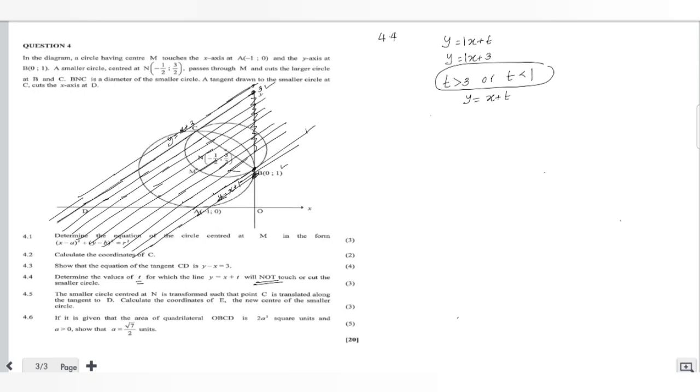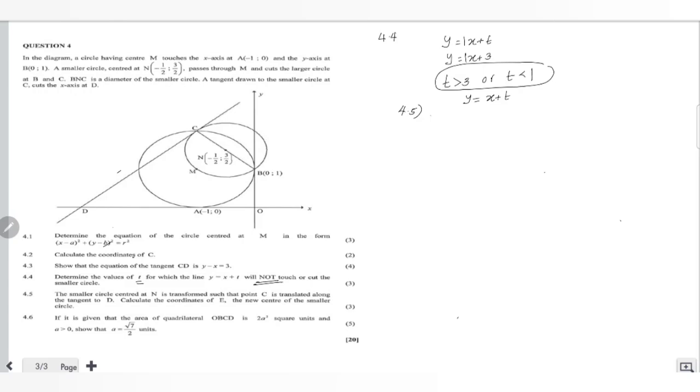Are you there? Okay, now we can go to question number 4.5. Let me rub it out. Those, I drew it here. All right, now coming to question number 4.5. Please guys, try to concentrate. It's not an easy question, if I would say.